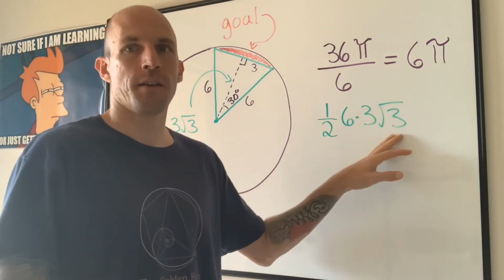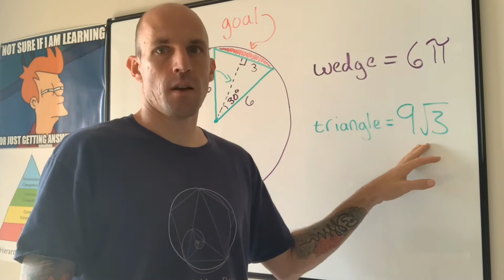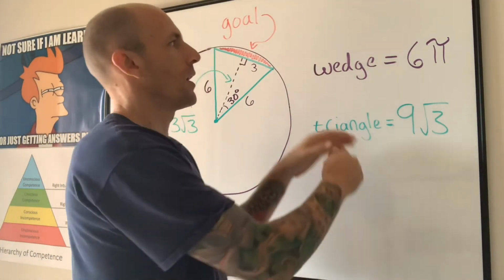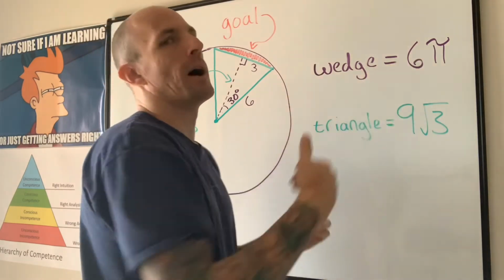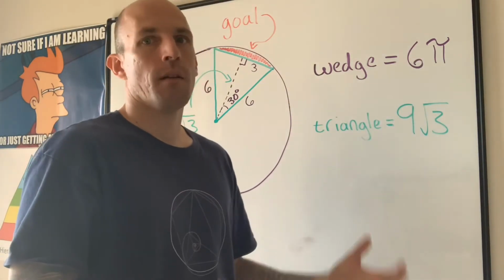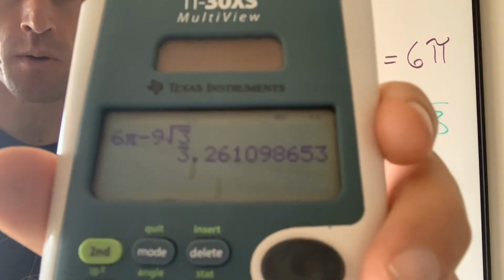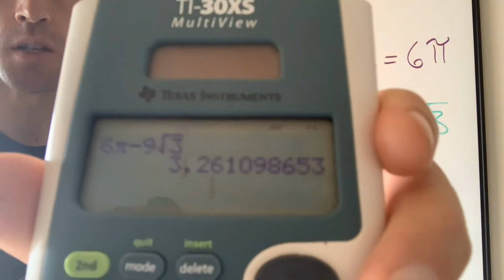Substituting in our height and computing the values gives us a triangle area of 9 square roots of 3 and a wedge area of 6 pi. Last step, find the difference between these two areas. 6 pi minus 9 square roots of 3 is 3.26 and a bunch more numbers.